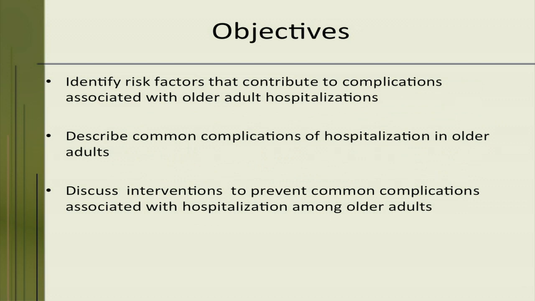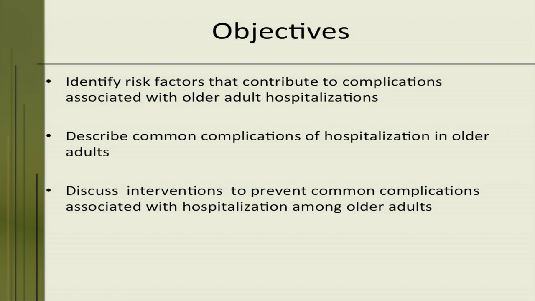The objectives for today are to identify risks that contribute to complications associated with older adult hospitalization, describe common complications of hospitalization in older adults, and discuss interventions to prevent common complications associated with hospitalization among older adults.